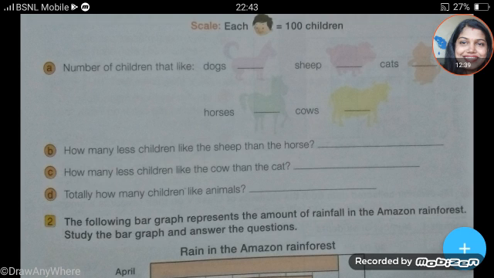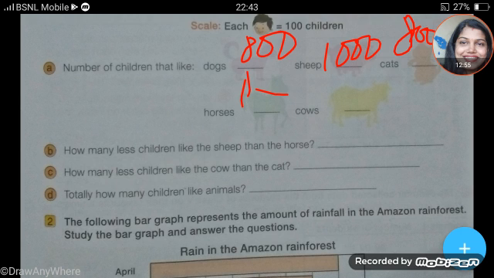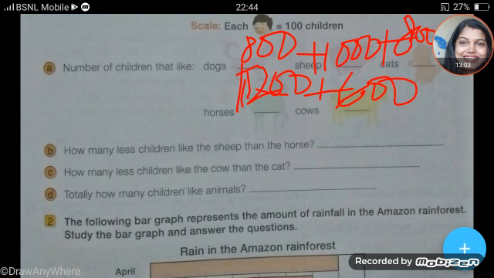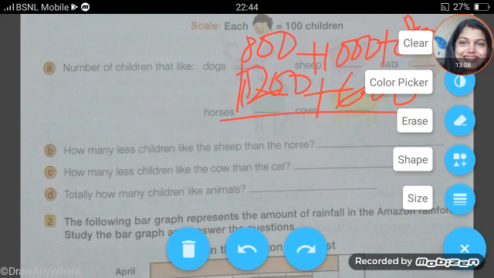If you just check children, as we know, we have to just add all the data which we have found out, the number of students liking that particular animal here. So here it is, sheep is 1000, cat is 800 again, and horse is 1200, and cow is 600. So if you can just sum up with this. So when you sum, children, 1200 plus 600, which will give you 1800.